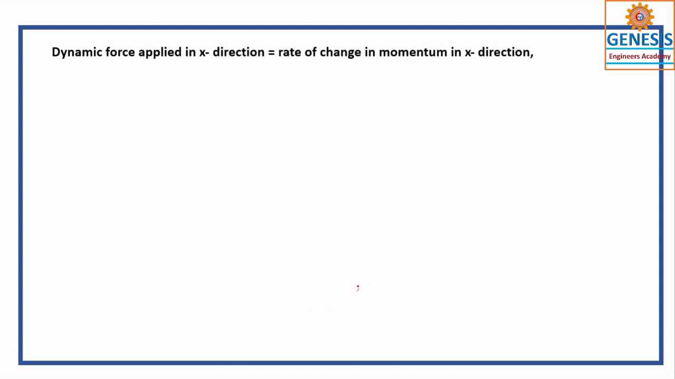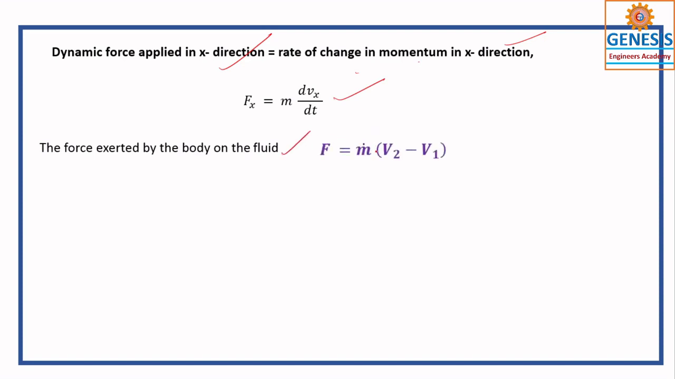So the dynamic force applied in a particular direction, for example in the x direction, is equal to the rate of change in momentum in that direction. So you use this formula. The force exerted by the body on the fluid is F is equal to mass flow rate into final velocity minus initial velocity, where v1 is the initial velocity and v2 is the final velocity.